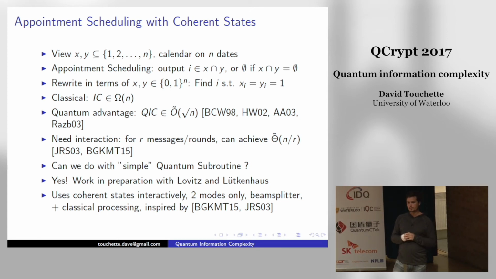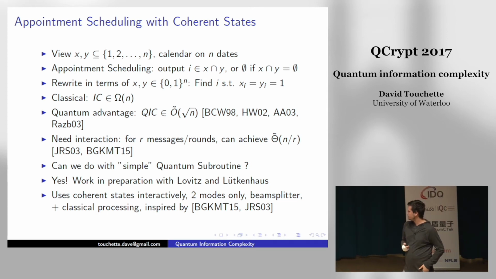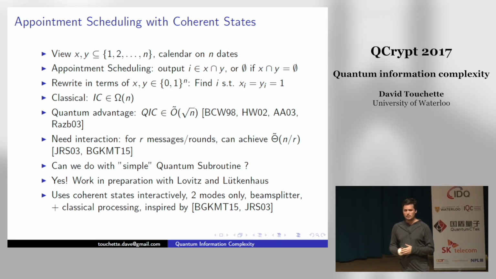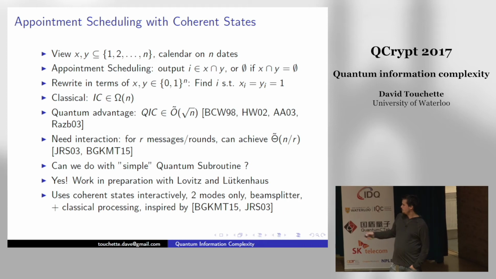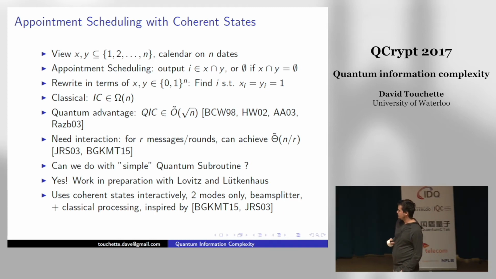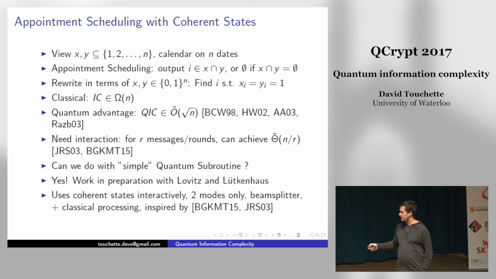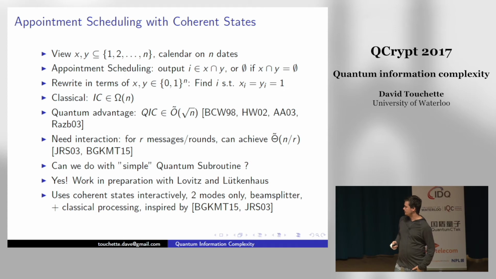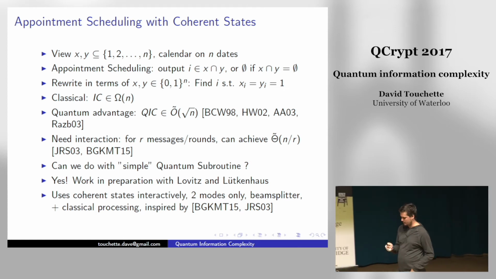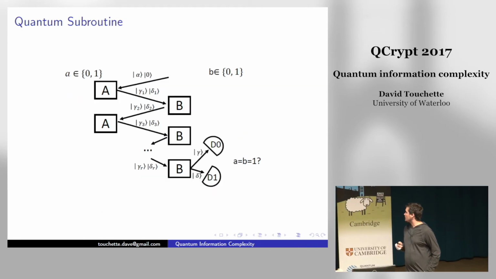coherent states over only two modes, a beam splitter, and then a lot of classical processing. The quantum subroutine part is inspired by previous work by Jain, Kerenidis, and Sen. And then the classical preprocessing part is inspired by previous work with Braverman, Garg, Ko, and Mao. And it looks like this.